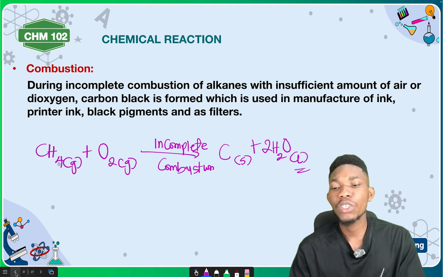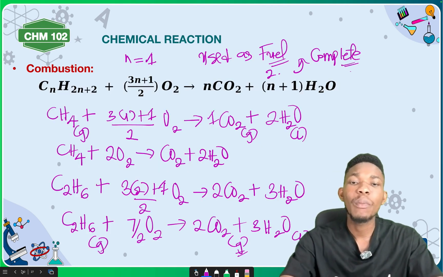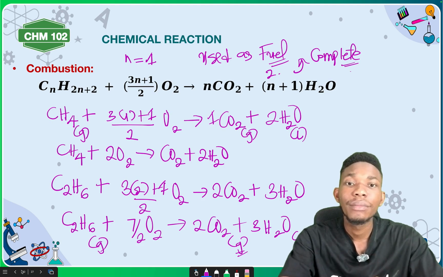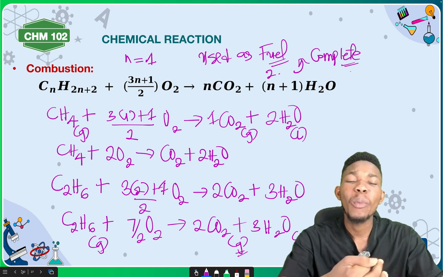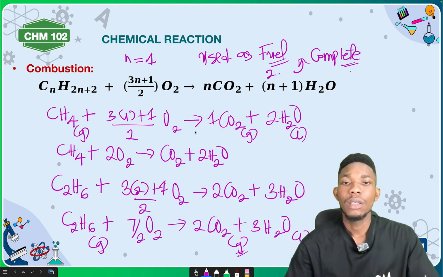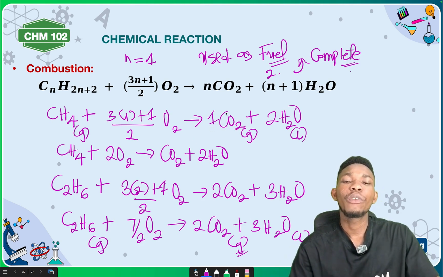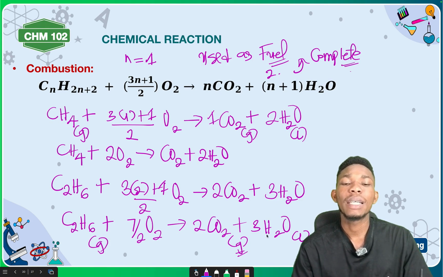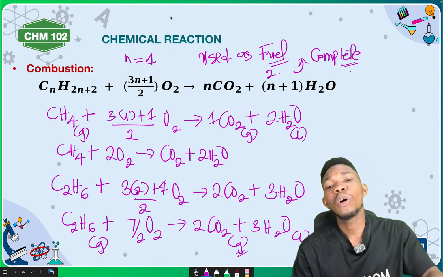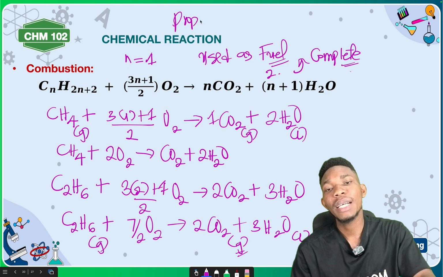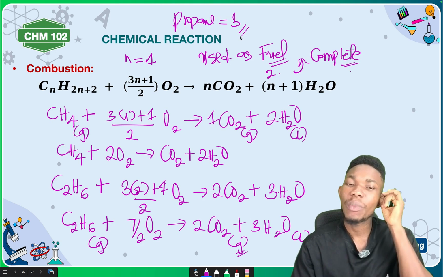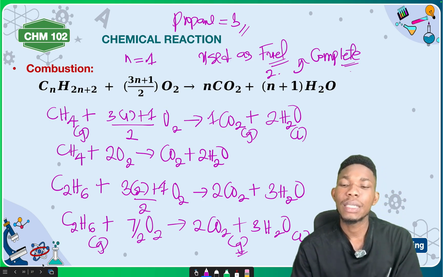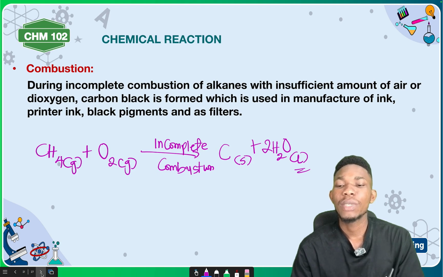So for complete combustion, what you form is carbon dioxide and water. What varies is the amount of carbon dioxide that will be formed and the amount of water. You discover that the first one, CH4, forms 1 molecule of carbon dioxide and 2 molecules of water. The one of C2H6, ethane, forms 2 molecules of carbon dioxide and 3 molecules of water. If you do for propane for me. Propane has how many carbon? That's 3 carbon. If you do for propane, tell me the number of carbon dioxide and the number of water molecules that will be formed. All right, so that is that.